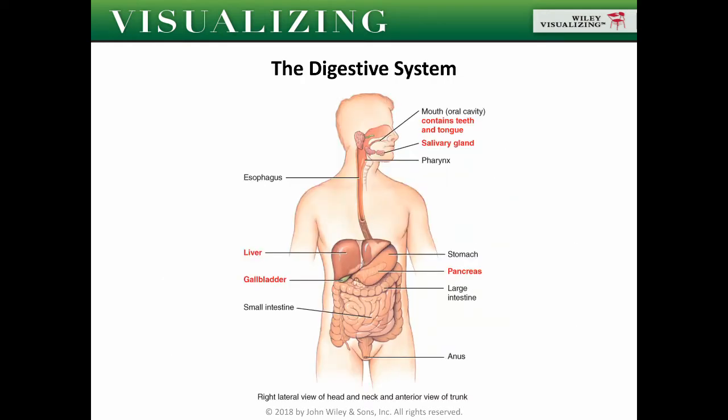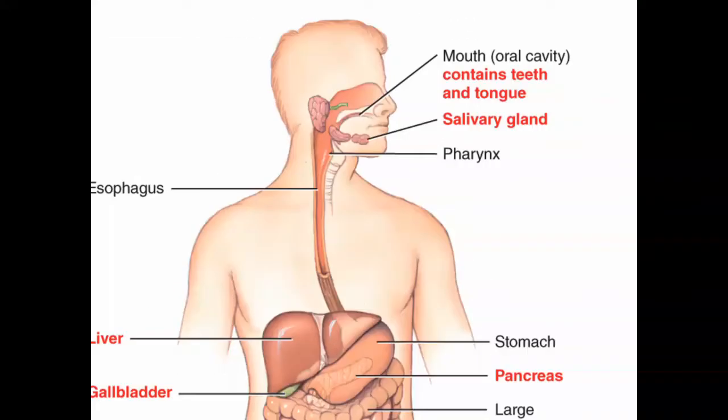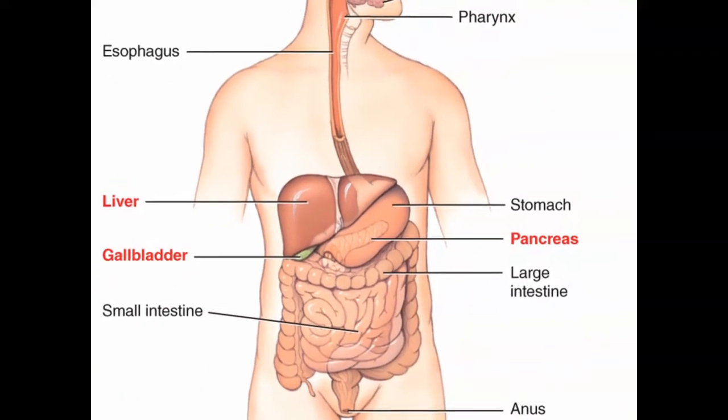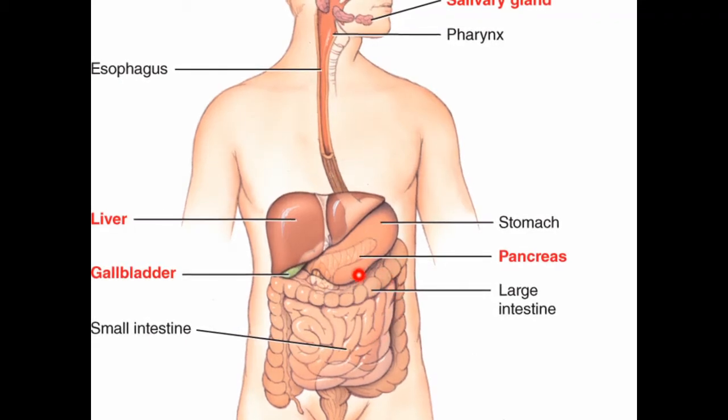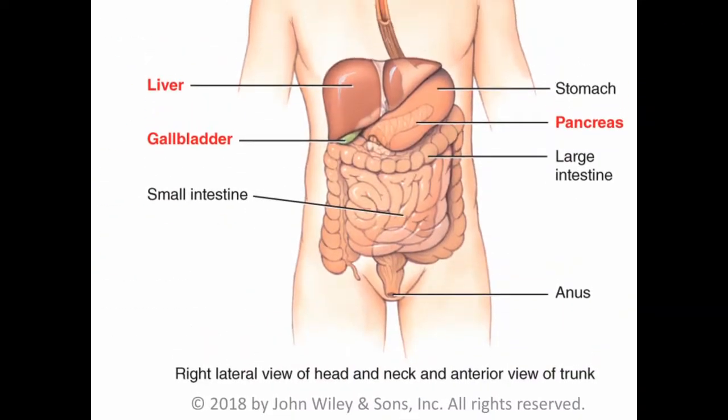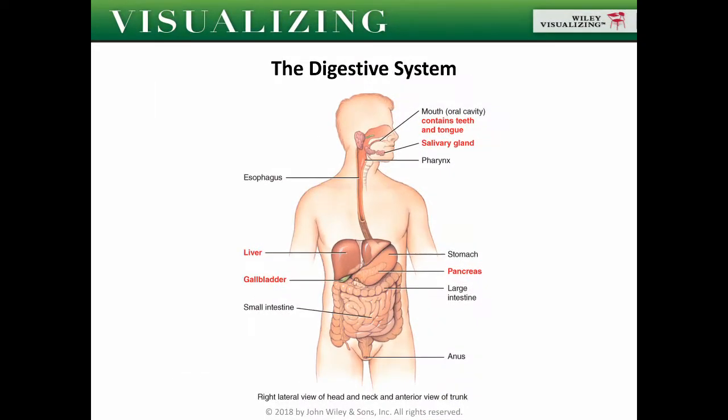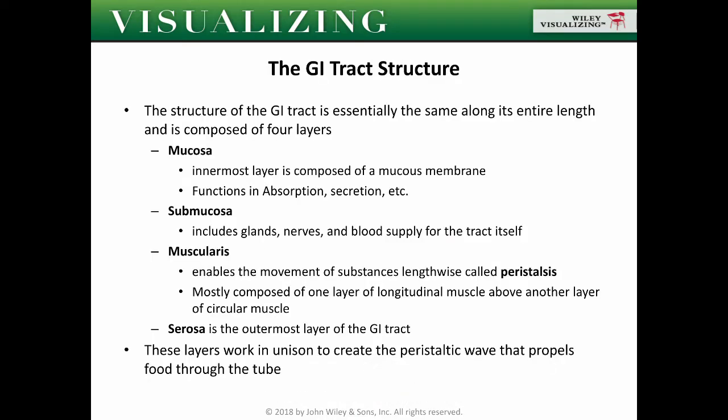So this is the overview of your digestive system. The GI tract starts from the mouth, the oral cavity, and continues on to the pharynx, then to the esophagus, and down to the stomach, the small intestines, the large intestines, and out of the body through the anus. Then you have the accessory organs: the salivary glands, the pancreas, the liver, and the gallbladder. And of course, the teeth and tongue are also considered accessory. So let's look at the GI tract first.